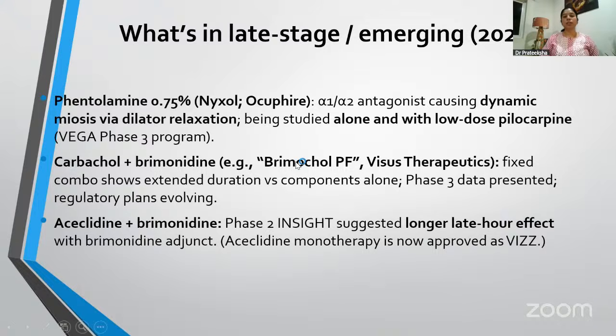Then, what are the late stage or emerging in 2025? Phentolamine 0.75%, alpha 1 alpha 2 antagonist causing dynamic miosis via dilator relaxation, being studied alone or with a low dose pilocarpine, which is the VEGA phase 3 program. Carbachol plus brimonidine, example Brimochol PF. Fixed combo shows extended duration versus component alone. Phase 3 data presented, regulatory planning evolving. Then aceclidine and brimonidine, phase 2 insights suggest longer late hour effect with brimonidine adjunct.